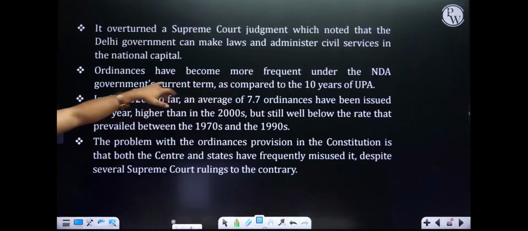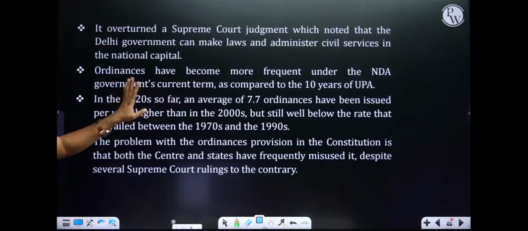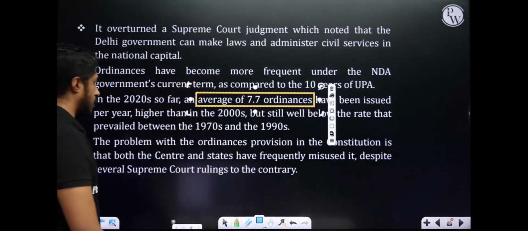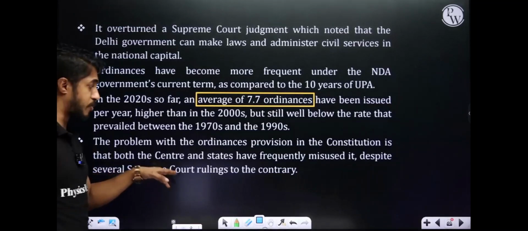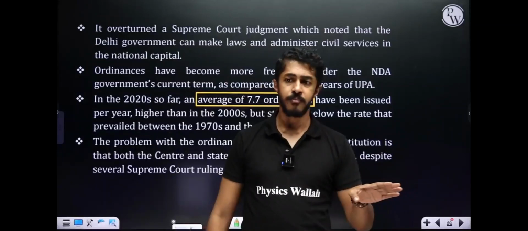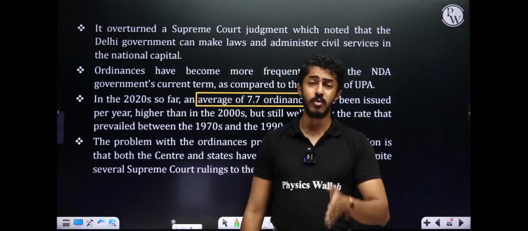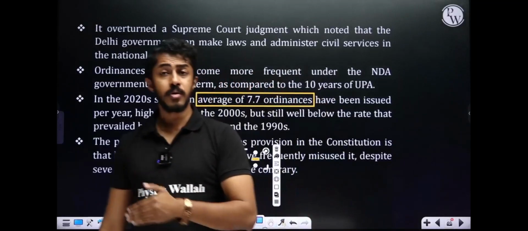Ordinances have become more frequent under the NDA government's current term as compared to the 10 years of UPA. In the 2020s so far, an average of 7.7 ordinances have been issued per year, higher than in the 2000s, but still well below the rate that prevailed between the 70s and 90s. The problem with the ordinance provision in the constitution is that both the center and states have frequently misused it despite several Supreme Court rulings to the contrary. Repeatedly, the Supreme Court has been telling, don't do it, don't do it. Has the center stopped? No. Has the state stopped? No.